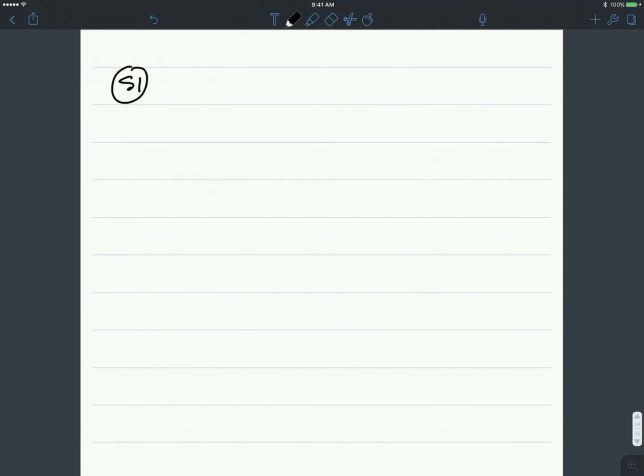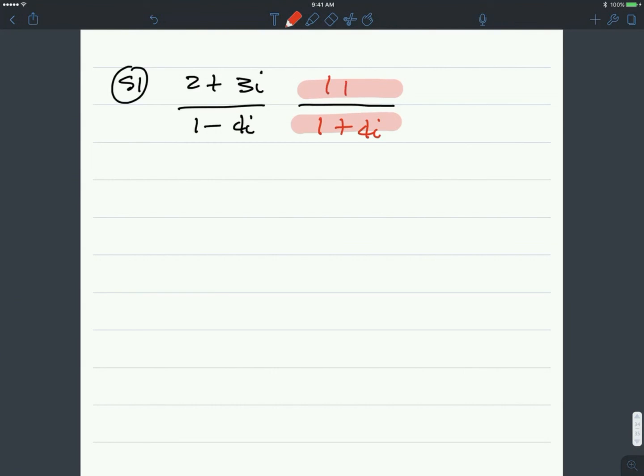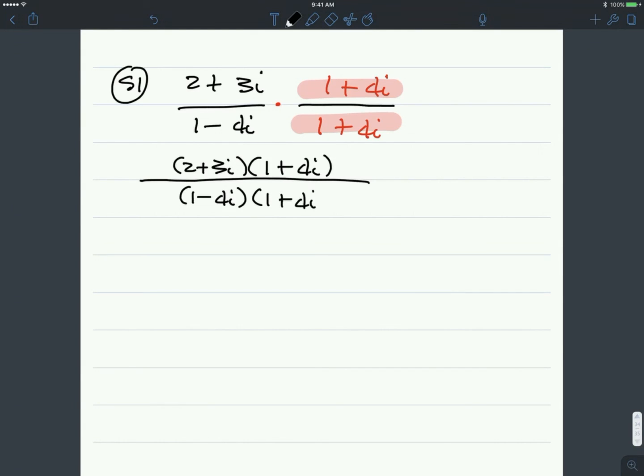Number 51. 2 plus 3i over 1 minus 4i. We're going to multiply by a fraction that's equivalent to 1. Again, we're going to multiply by the conjugate of 1 minus 4i, which is 1 plus 4i. When we multiply, we get 2 plus 3i in the numerator, times 1 plus 4i, over the product of two complex conjugates. So this time in the numerator, we're going to have to use FOIL and not the distributive property. We're going to need a FOIL box.